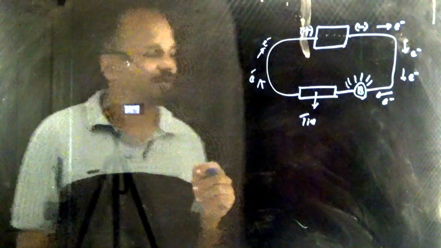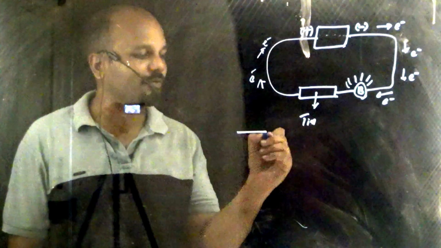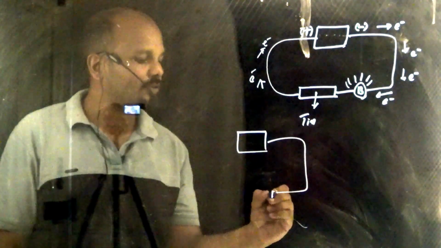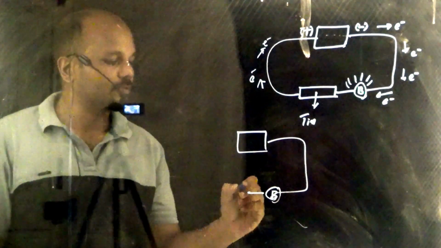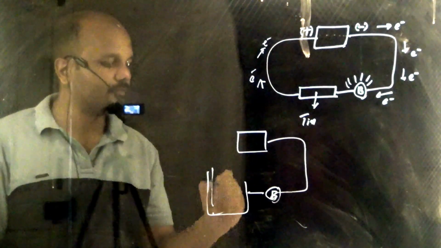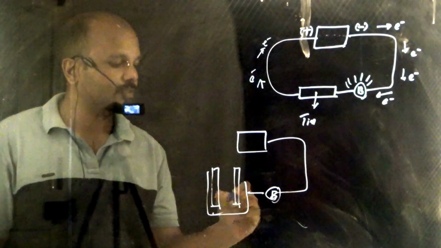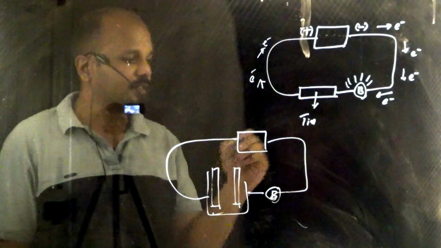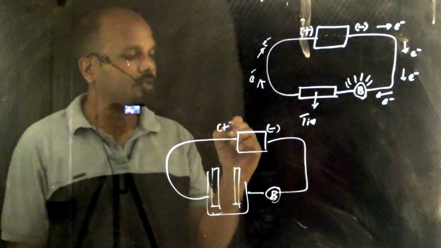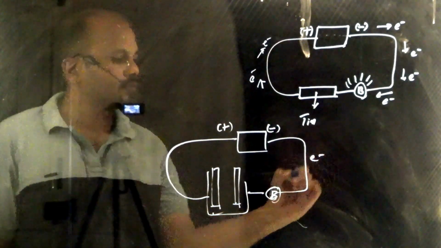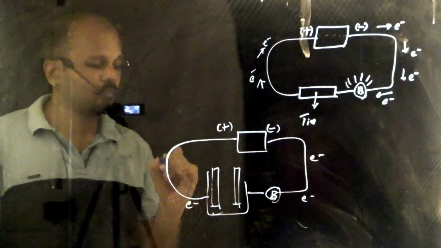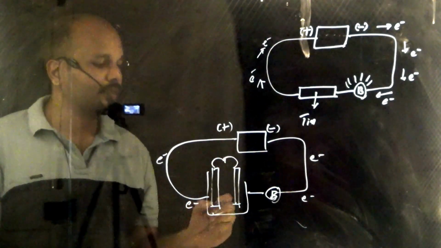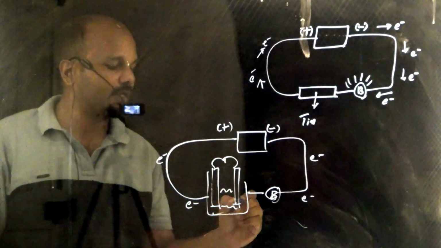But on the other hand, you just take the next circuit. Instead of this, you connect this into, so let this be the bulb. This is a solution. This is a positive terminal, this is a negative terminal. And this is a graphite rod, and this is going to be an ethanol solution.